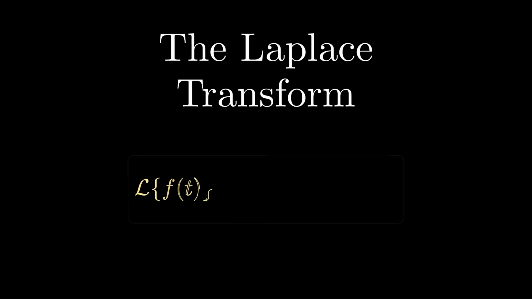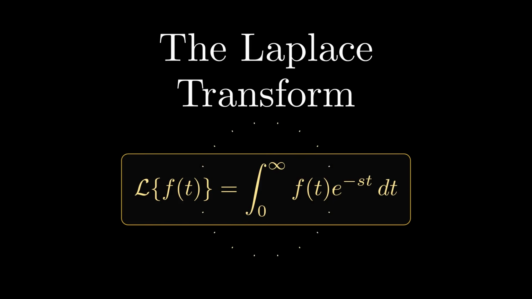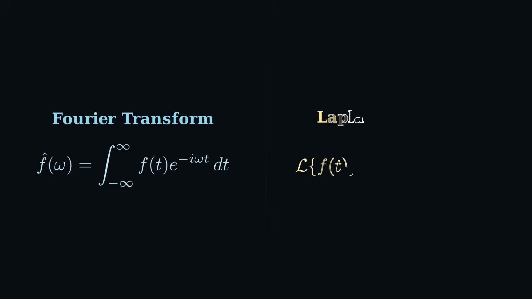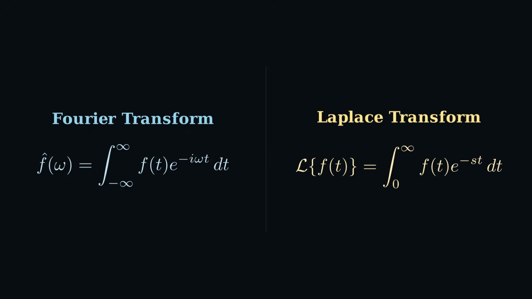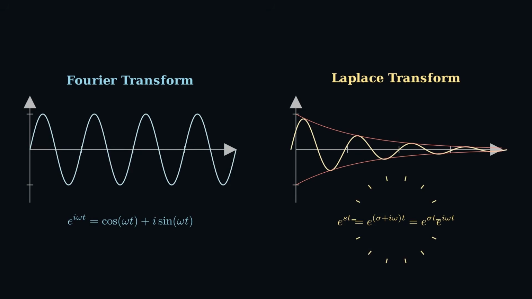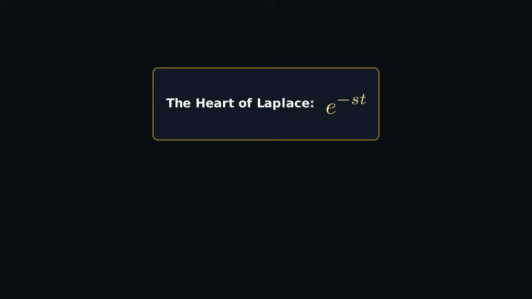If you've ever wanted to turn nightmare calculus into basic high school algebra, you need the Laplace Transform. Today, we're building a clear, visual mental model of how it actually works. At first glance, it looks like a close sibling of the Fourier transform. While Fourier breaks signals into pure, eternal sine waves, Laplace projects signals into a world of exponentially growing and decaying waves. Look at the heart of the formula, e raised to minus st.